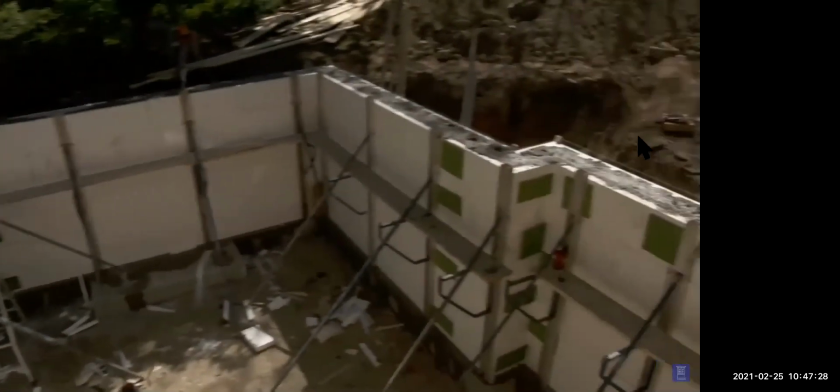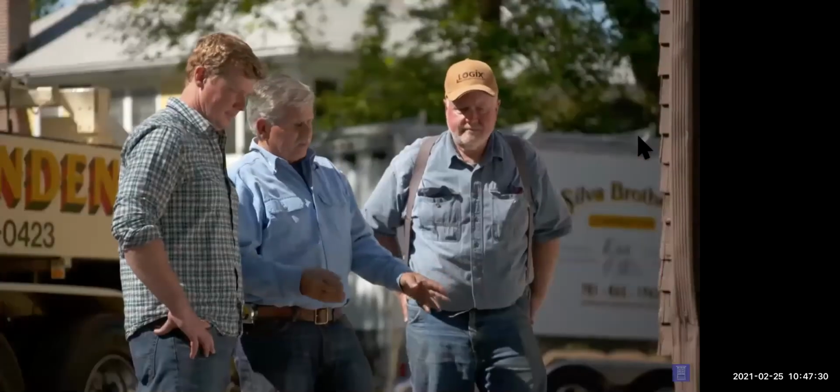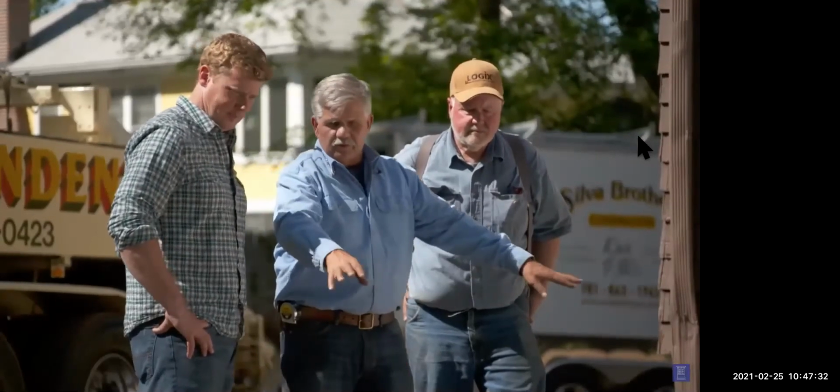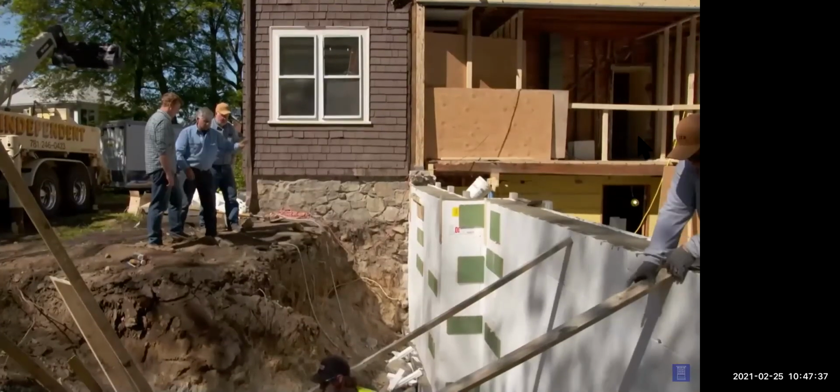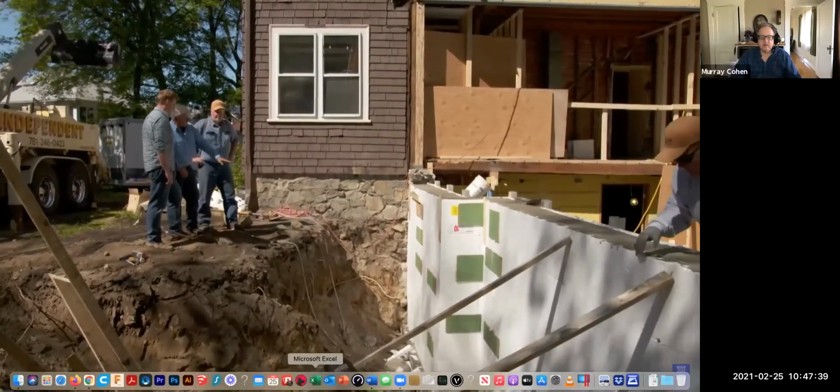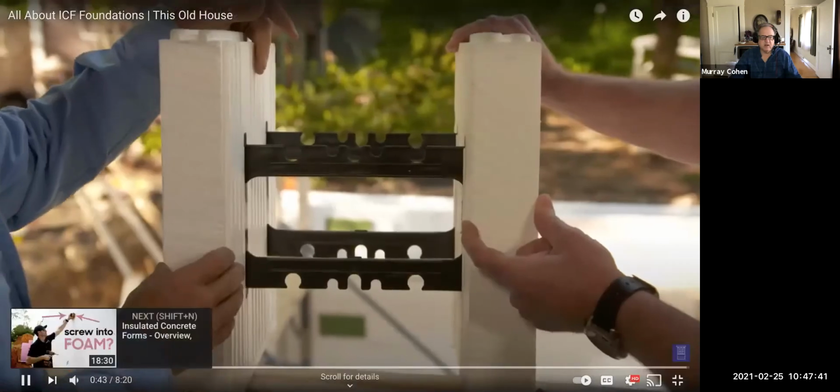All right, so now that the foundation is poured, the next step will be to remove all the wood and all the debris down below. Then they'll waterproof the foundation from the grade down. Above the waterproofing, they'll put insulation right here.